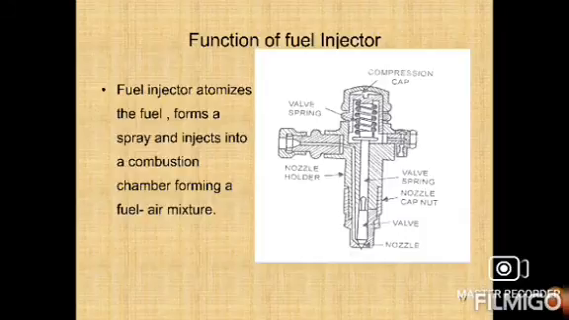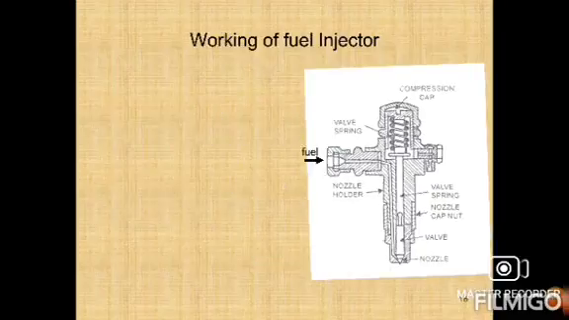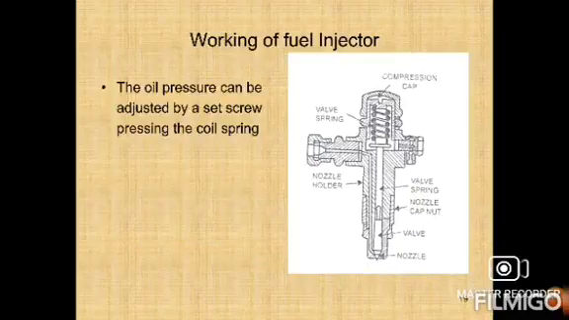below the nozzle valve. Due to the high pressure of the fuel, the valve is lifted against the spring pressure, which can be adjusted by means of the adjusting screw. The fuel is then sprayed through the nozzle into the engine cylinder. Any leakage of excess fuel takes place through the leak-off pipe. The valve is again closed by spring pressure. So this is the function of the fuel injector.